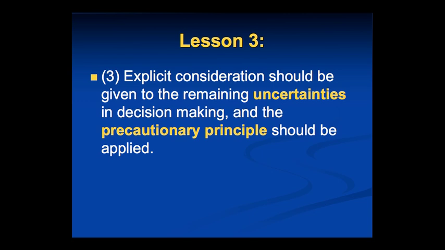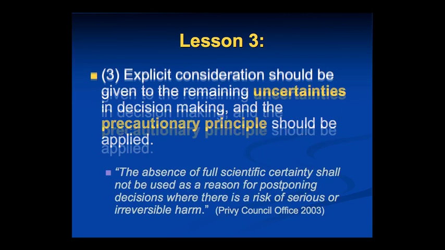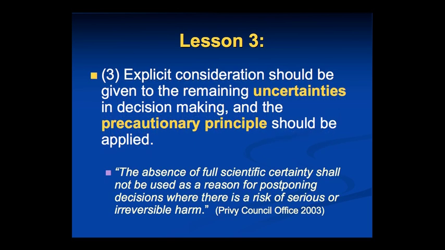Lesson 3. Explicit consideration should be given to the remaining uncertainties in decision-making, and the precautionary principle should be applied. You will find descriptions of the precautionary principle in many places, not only in Europe. This is an example from Canada, from the Privy Council Office, where they state the absence of full scientific certainty shall not be used as a reason for postponing decisions where there is a risk of serious or irreversible harm.